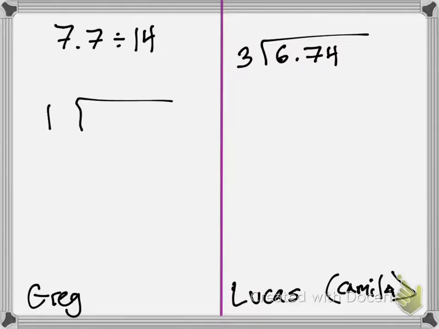14. Perfect. So the 7.7 goes on the inside. 7 and 7/10. We bring up our decimal. Greg, how many times does 14 go into 7? 0 times. How many times does 14 go into 77? Do you know? 5 times. Yeah, 5 times. And what is that?